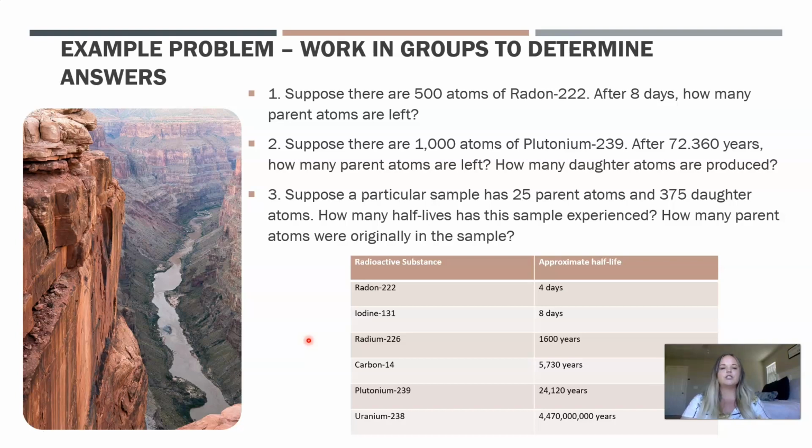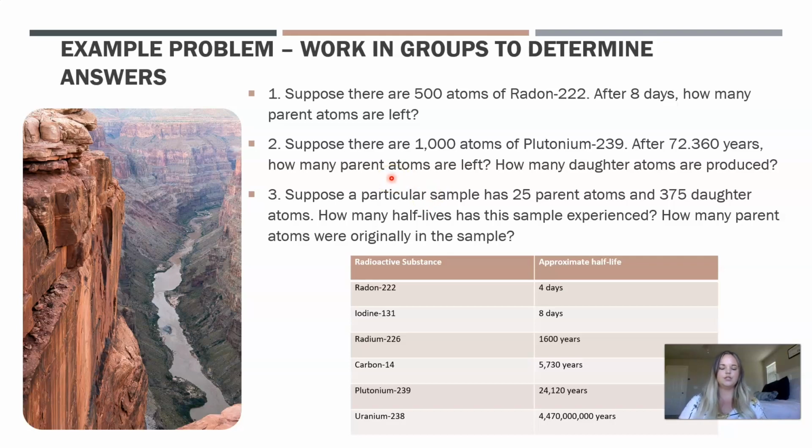So the first question is, you have 500 atoms of radon-222, and after 8 days, how many parent atoms are left? So here you'll note there is a table down here for you to use. So for radon-222, the half-life is 4 days. So then you have to figure out how many half-lives it's been through, and then we'll do the calculation on that. Number 2 says, suppose there are 1,000 atoms of plutonium-239. After 72,360 years, how many parent atoms are left? How many daughter atoms are produced?